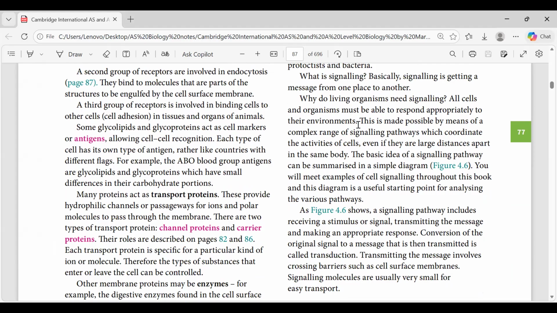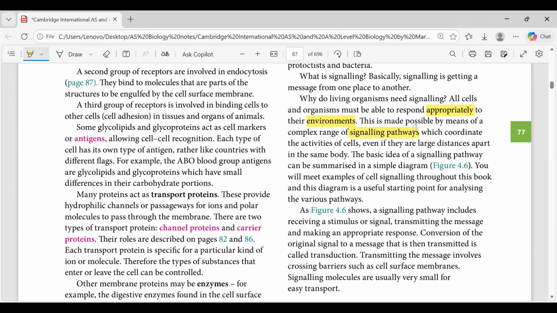Basically, in biology, there is a chapter of homeostasis. You know homeostasis? Now, what is homeostasis? It's the body's reaction to the external environment. How the internal conditions of the body will change according to the external environment, right? So similar is the case over here, that all the organisms must be able to respond appropriately to their environment. This is made possible by means of a complex range of signaling pathways.